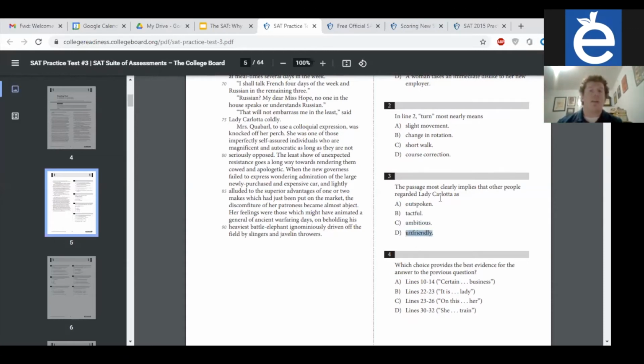So we can eliminate those and go with A, outspoken, as our answer. The reason we take this backwards approach, the reason we start with number 4 and go to number 3, is because if we try and pick an answer for number 3, then match the evidence, there's a lot of ways they're going to try and mislead you.